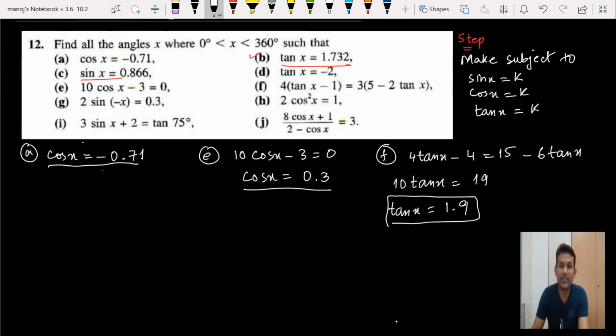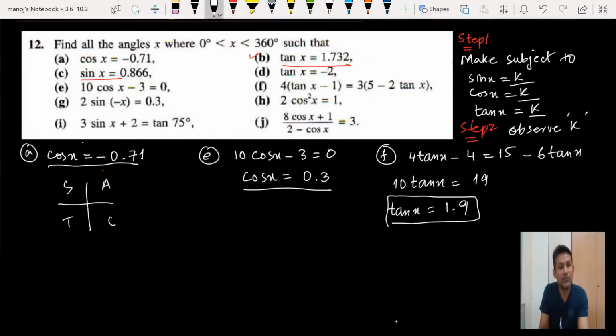What is step number 2? Step number 2: observe the sign of k. This k, this k, this k. Observe the sign of k. If k is positive, in which quadrant? For example, for cos, this k is negative. So in which quadrant is cos negative? All Science Teachers Crazy. So cos is negative in the second quadrant.